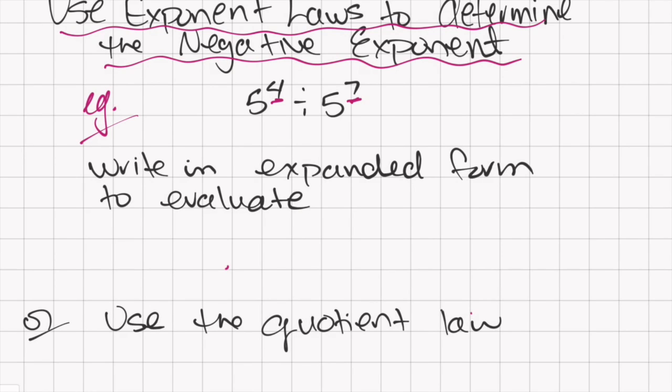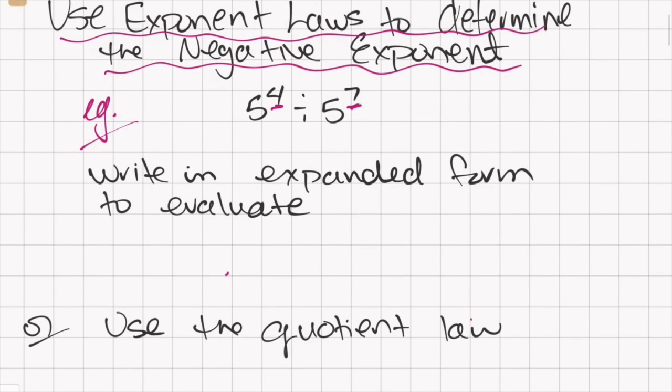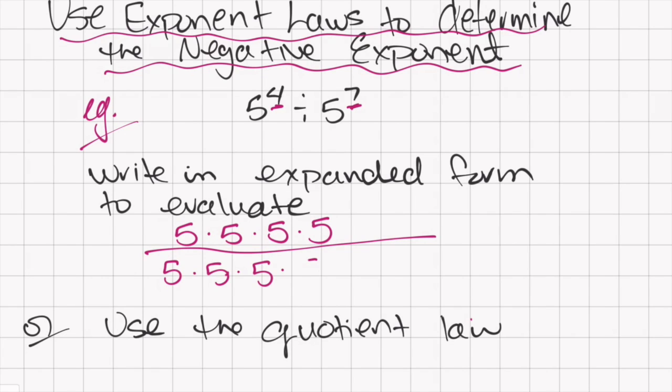And what we need to remember here is our division exponent rule, which is that when we are dividing with exponents that have the same base, we subtract the exponents. So we can write this in expanded form. We can write the repeated multiplication for the top and the repeated multiplication for the bottom.